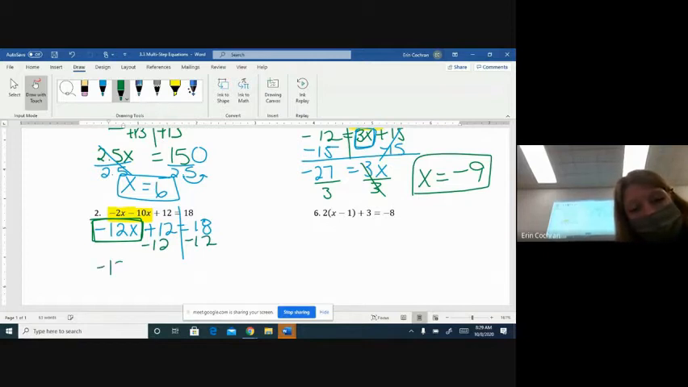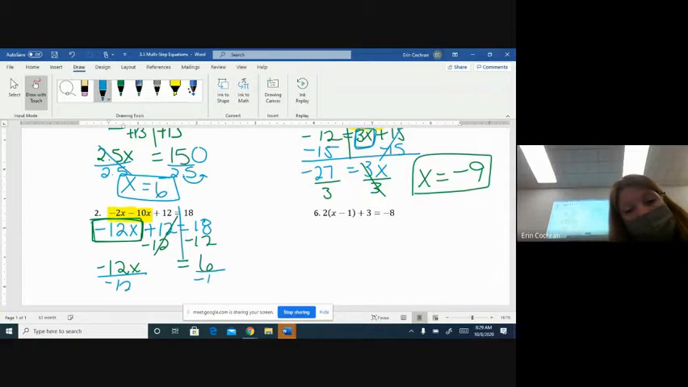So I have negative 12x. 12 minus 12 is 0. And what's 18 minus 12? Now, what's the coefficient of x? Negative 12. So how do I get rid of negative 12? Divide by negative 12. Good.